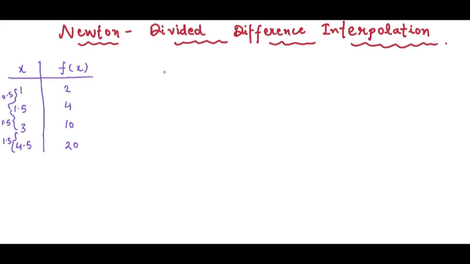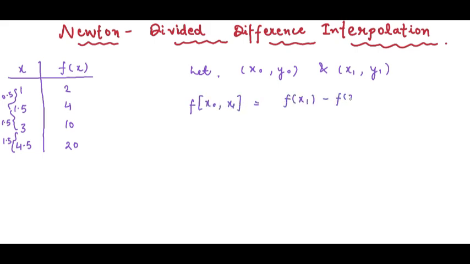So suppose we have two data points (x0, y0) and (x1, y1). The first divided difference f[x0, x1] becomes f(x1) minus f(x0) divided by x1 minus x0, or you can simply state it as y1 minus y0 divided by x1 minus x0. Now notice that the denominator contains the difference between the x values. Therefore, equal spacing is not required.